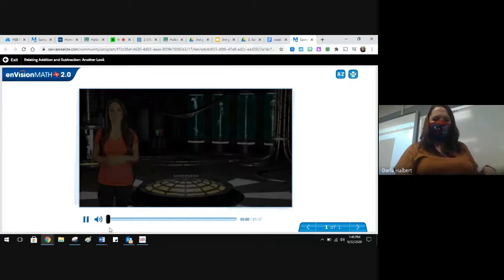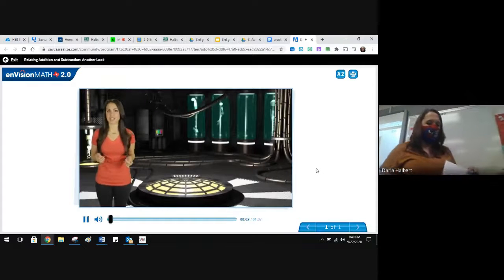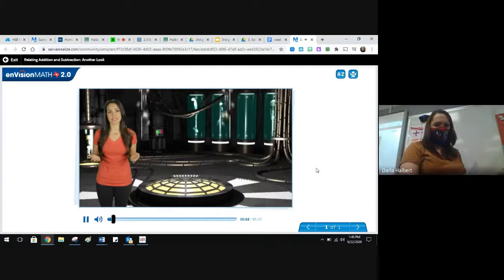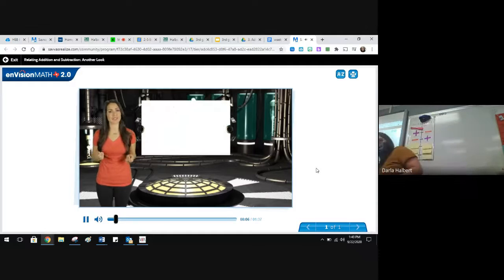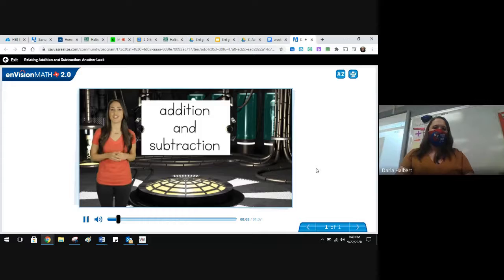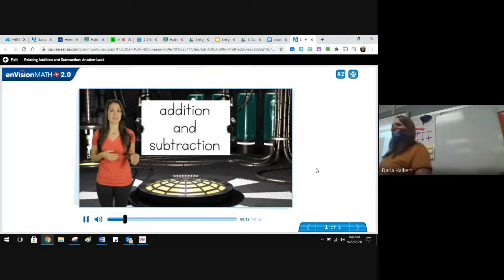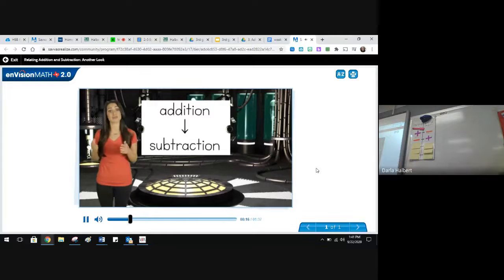Today, we're going to see how addition and subtraction are related and how you can use the relationship between them to check your work. You probably remember learning about fact families. From fact families, we know that addition can help us check subtraction problems and subtraction can help us check addition problems. Let's take a closer look.